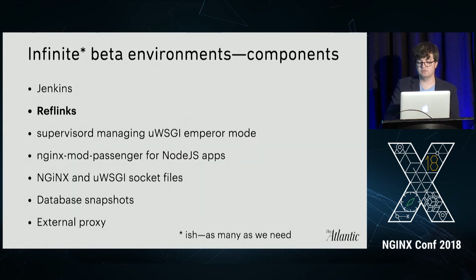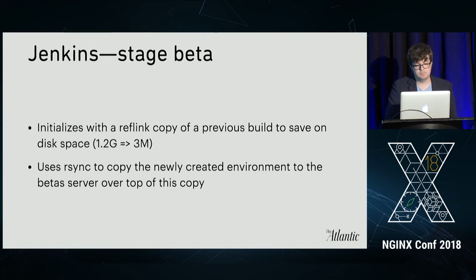So returning to reflinks. The disk space savings using reflinks are quite substantial. A full build of the application, including static files and other resources, comes to about 1.2 gigs. But a typical diff of a build, which would only include a handful of Python or JavaScript files, as well as PyC files, only comes to about 3 megabytes.